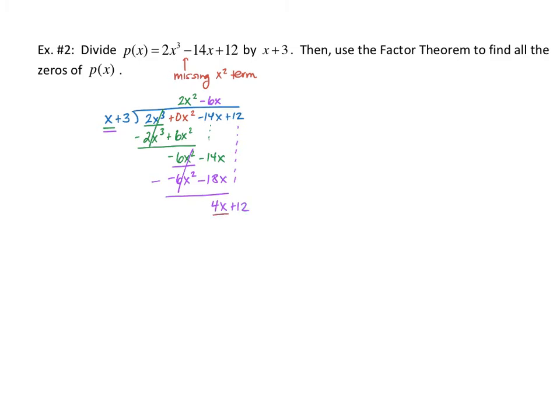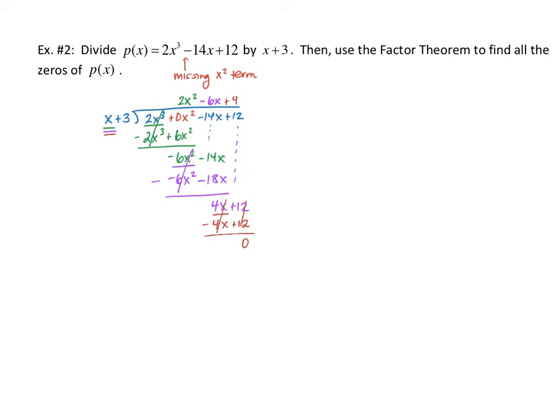So one more division, 4x divided by x gives us a positive 4. 4 times x is 4x, and 4 times 3 is 12. So as we subtract, 4x minus 4x cancels, and 12 minus 12 also cancels, so we have a remainder of 0. So a remainder of 0 tells us a lot of key information. The factor theorem says having a remainder of 0 tells us that we've really found a factor of the original polynomial. So x plus 3 is a factor of p of x.